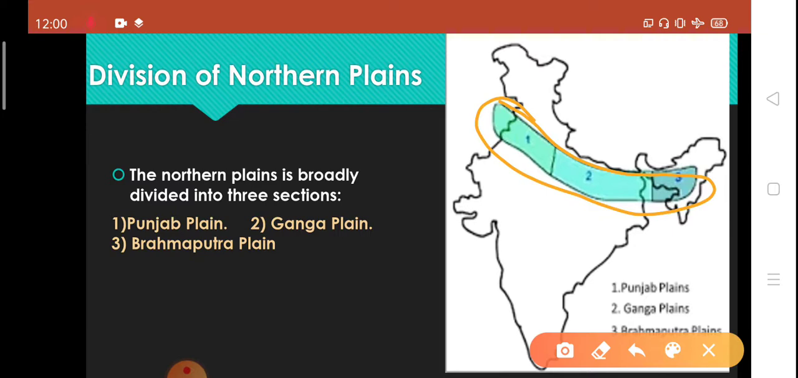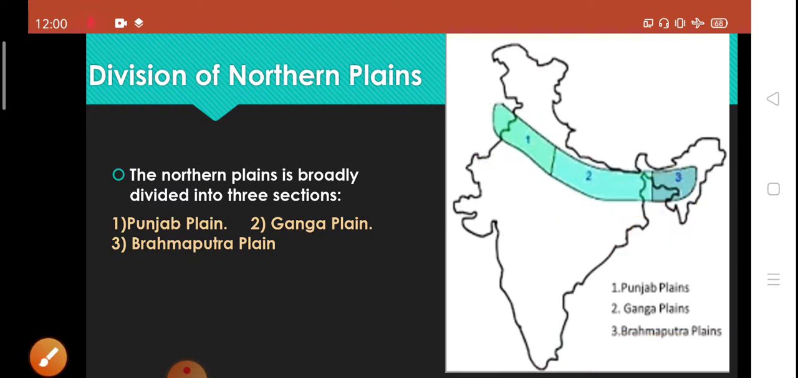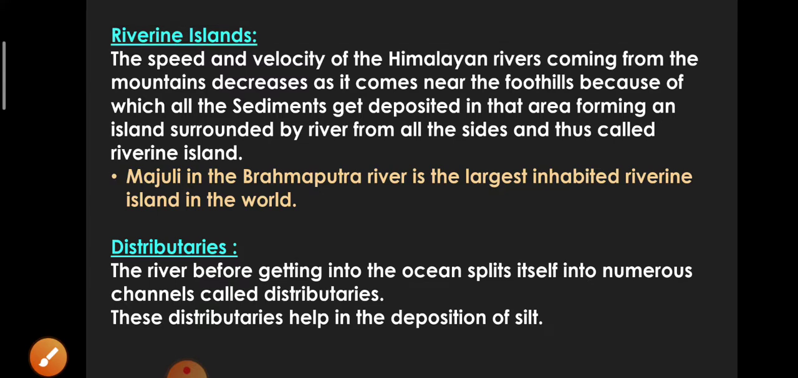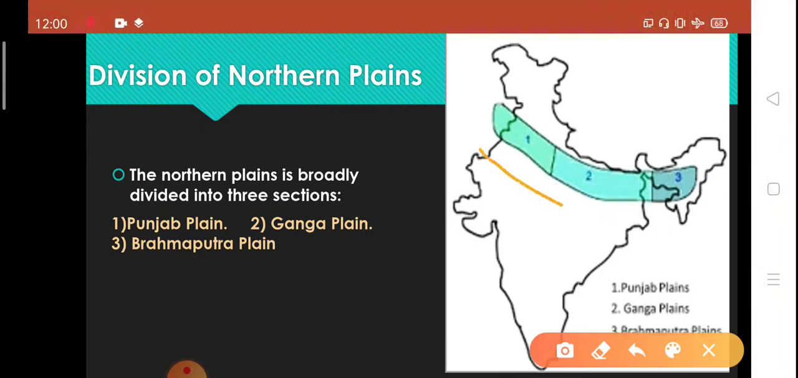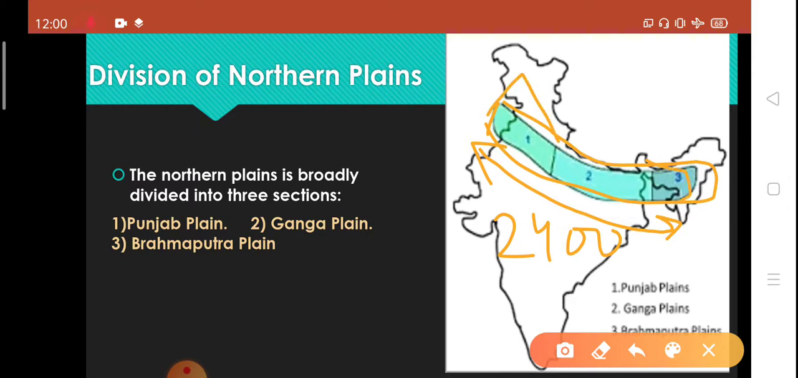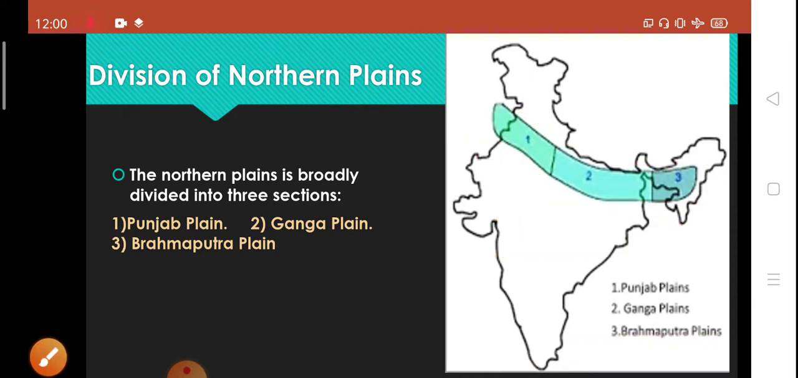When we talk about the distance in length, that means how long it is, it is 2400 kilometers long. Okay, so the length of these northern plains is 2400 kilometers. Now see the northern plains. They are not equally distributed. In some parts they will be very broad, in some parts they will be very thin. So the width of these northern plains differs.